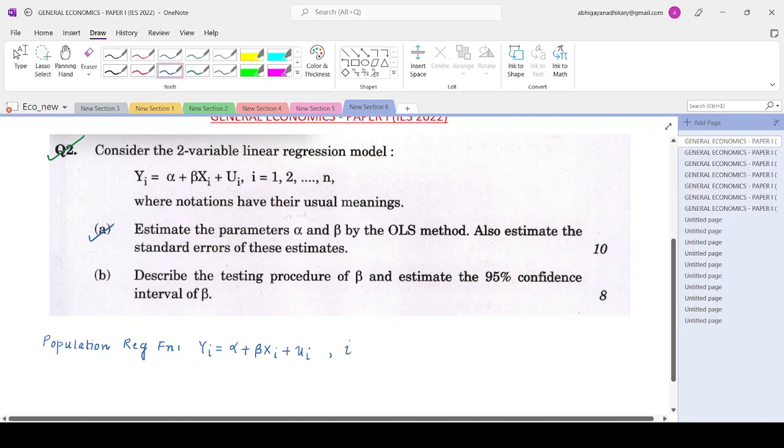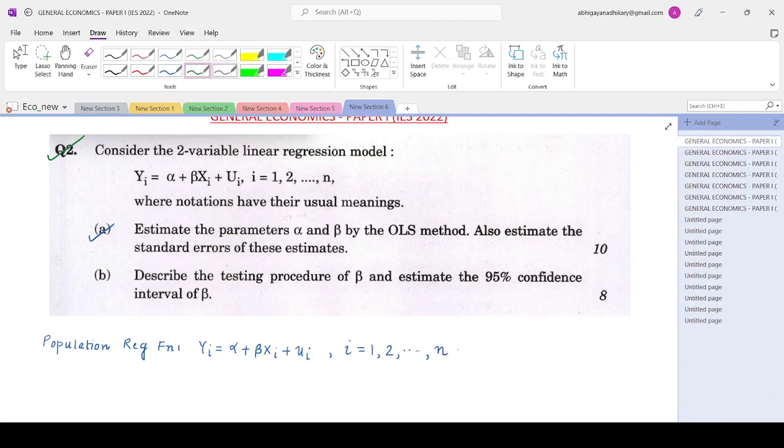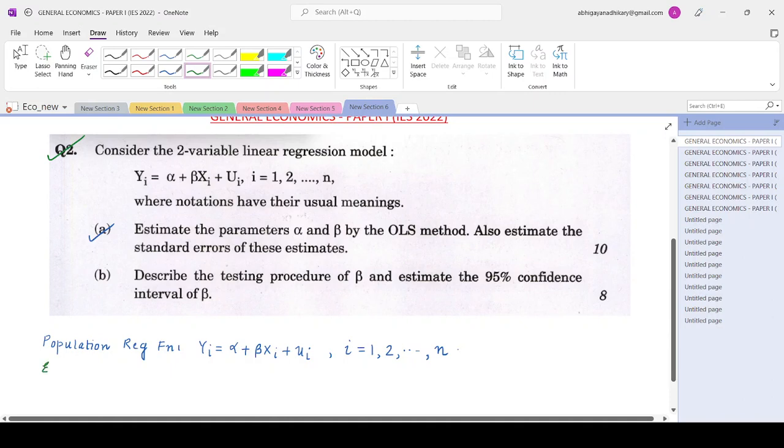And from this original population, you have basically taken a sample of size n. So naturally, when you're taking a small sample of size n, the most that we can do is to estimate these parameters alpha and beta on the basis of the collected sample, right? Therefore, we are going to estimate alpha, beta by the OLS method, which we will denote as alpha hat and beta hat. This is just a notation that we are going to use.